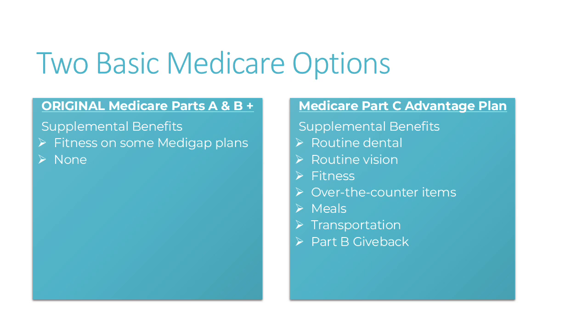Finally, regarding the supplemental or extra benefits, these are additional benefits offered by Advantage plans that Original Medicare Part A and Part B don't offer. These benefits include routine dental, vision, fitness, over-the-counter items, meals, transportation, and Part B giveback. These extra benefits vary by Advantage plan and where the plan is available.